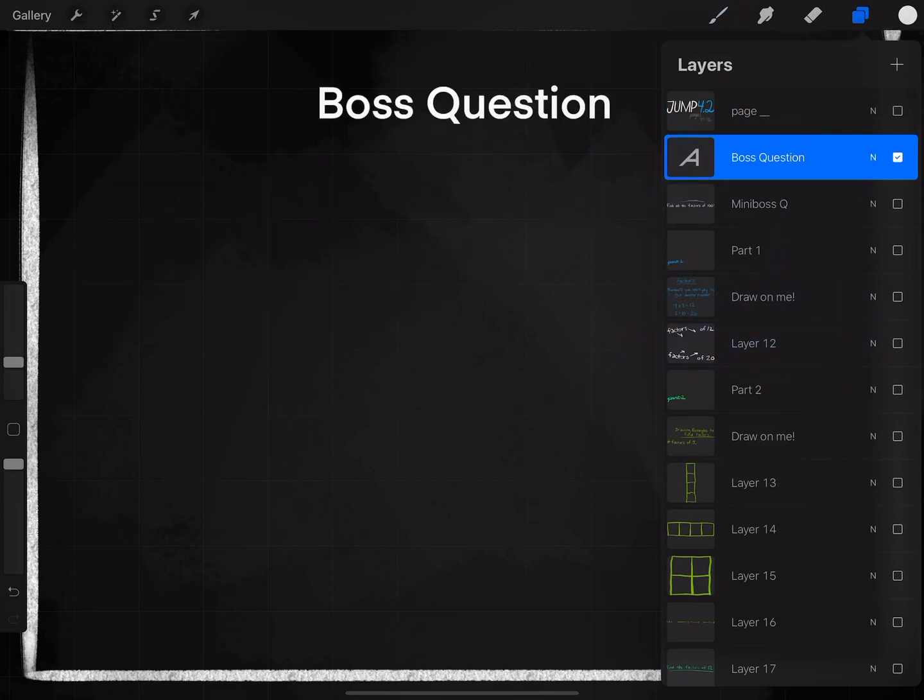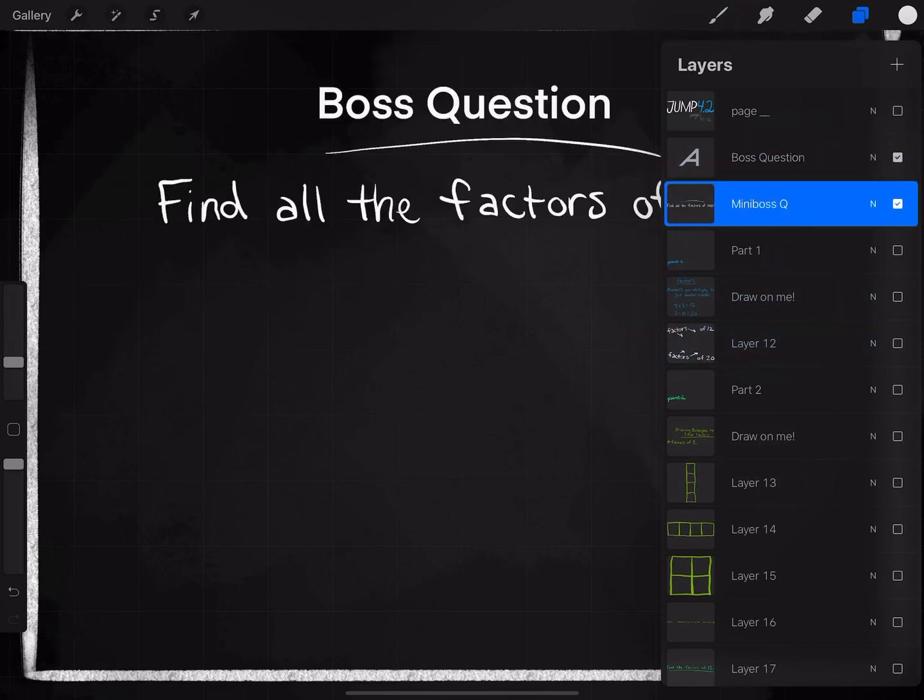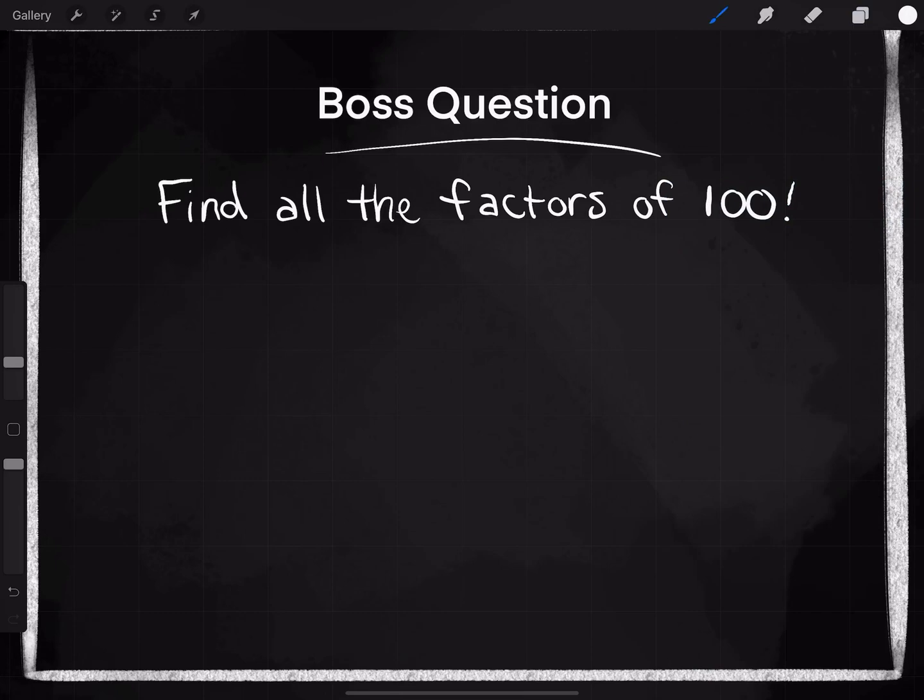Let's do our boss question. Find all the factors of 100. And if you already know what factors are, you might just want to pause this and try out the boss question.